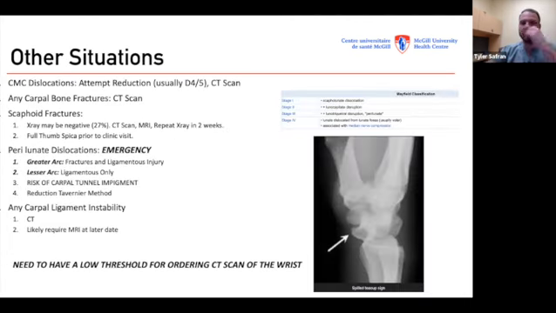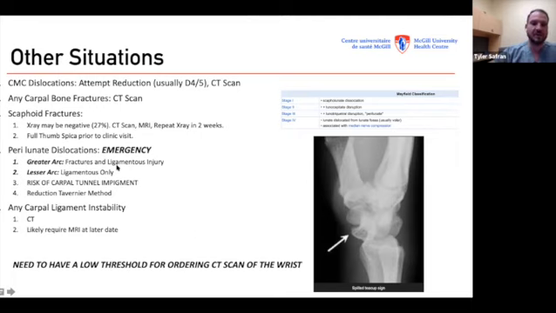Other situations that are important: CMC dislocations, CT scan. Any carpal bone fracture, CT scan. If you're suspecting a scaphoid fracture in an adult, just get a CT scan. It's going to help you out. Because what ends up happening is they get the x-ray, the x-ray is normal, they have snuffbox tenderness, they come to see us, we do the x-ray 2 weeks later, we're still not sure, they still have tenderness, they get a CT scan anyway. So especially if it's a high energy impact, you just get the CT scan and it really tells you what's going on.